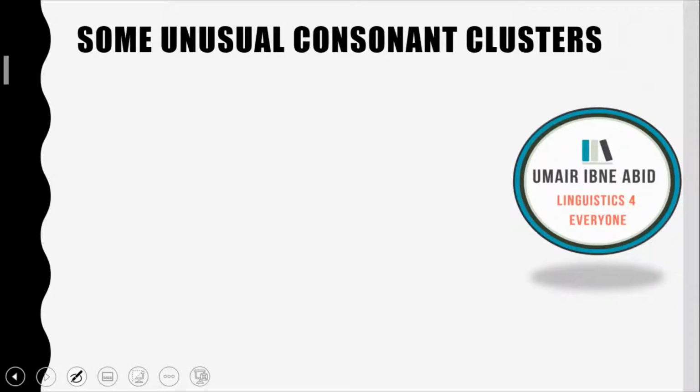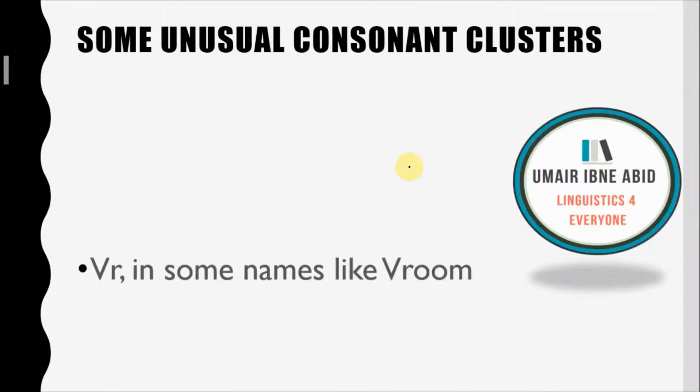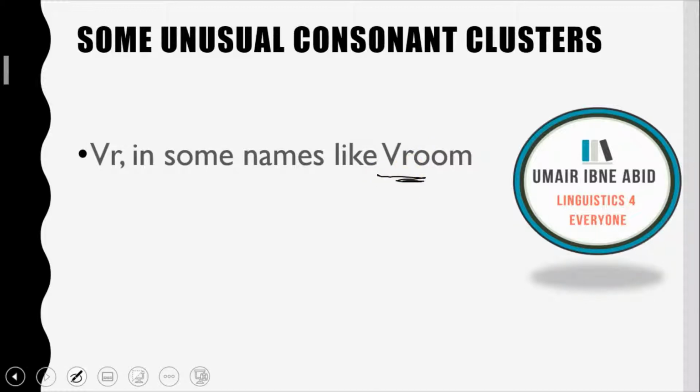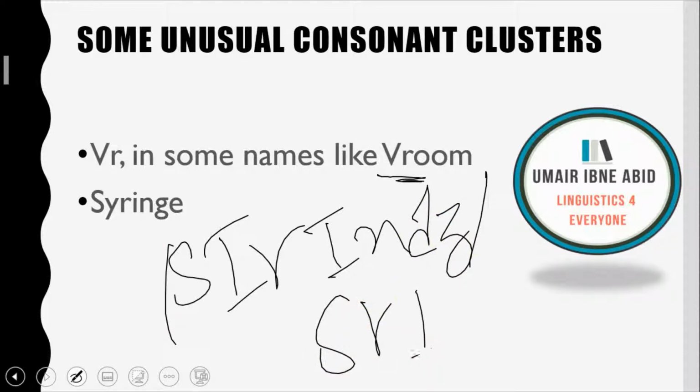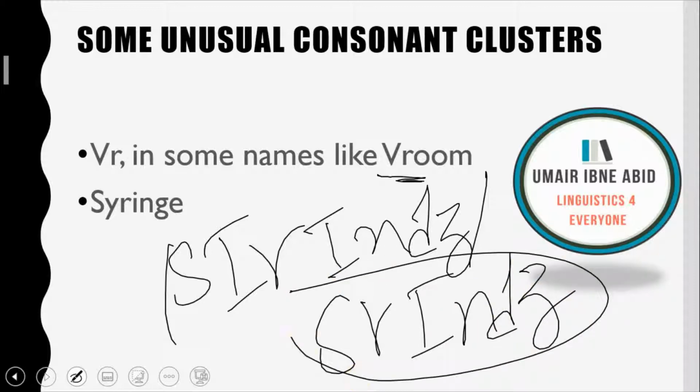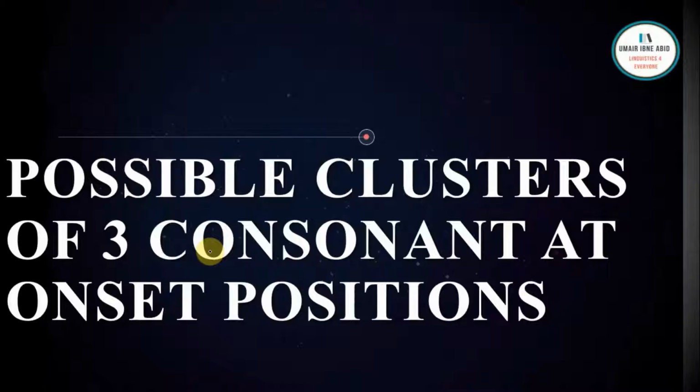And overall English patterns. Some unusual clusters also exist, like vroom in some proper nouns, where it is the name of someone, but usually this cluster does not exist in English. Similarly, the word syringe has a standard pronunciation, but in some accents the first vowel is neglected. So these are some regional variations, dialects and accents. We are not going to talk about these; I have just given you an example.